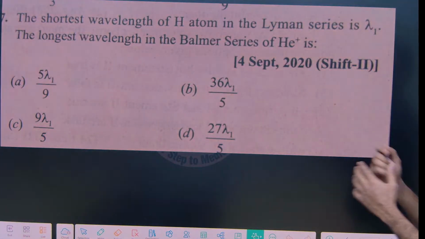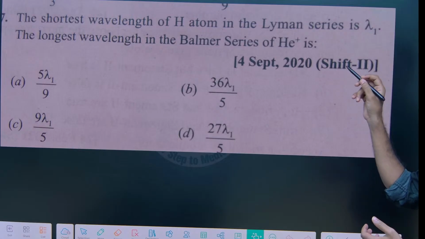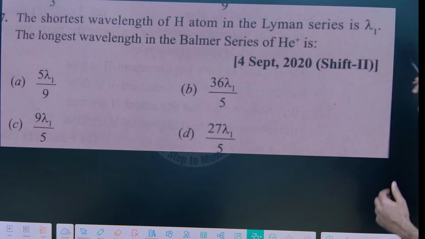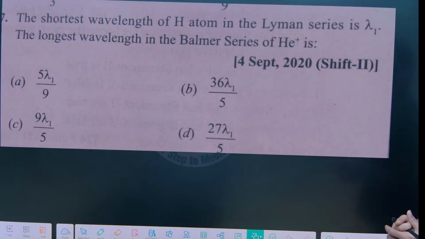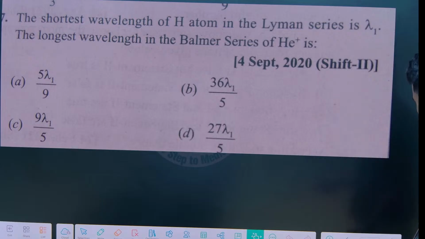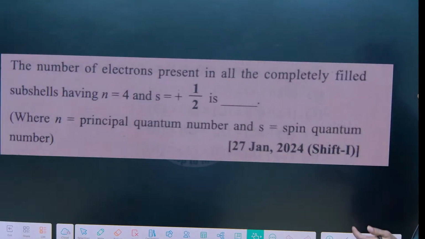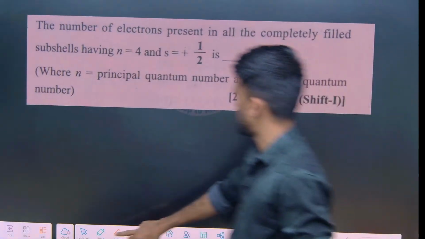Now tell me, the shortest wavelength of hydrogen atom in the Lyman series is lambda 1. Then the longest wavelength of Balmer series. Again, I think we did the same model question. So just try this and tell me your answer in the comment box. Okay, next, what about this question? This is a quantum number related question again.